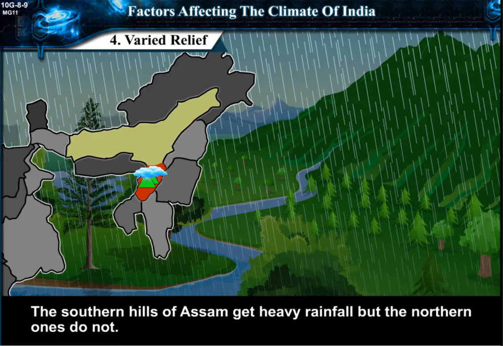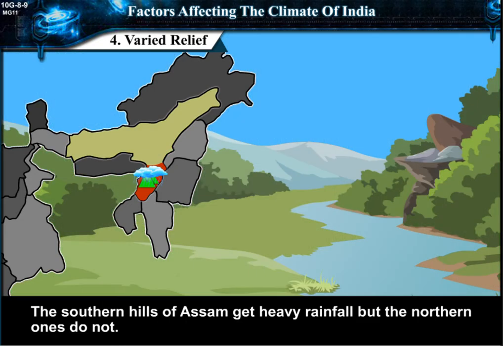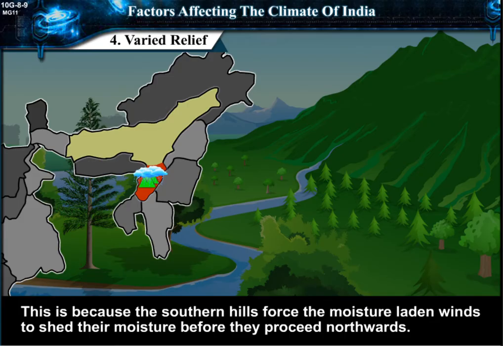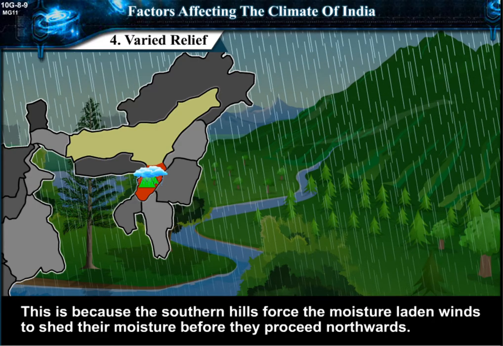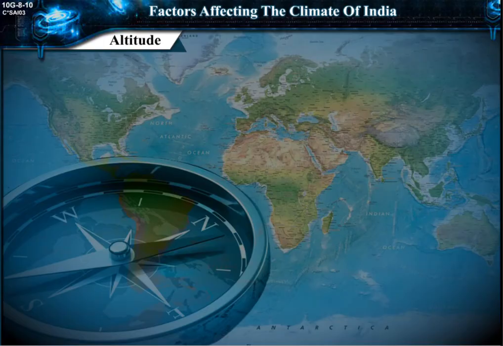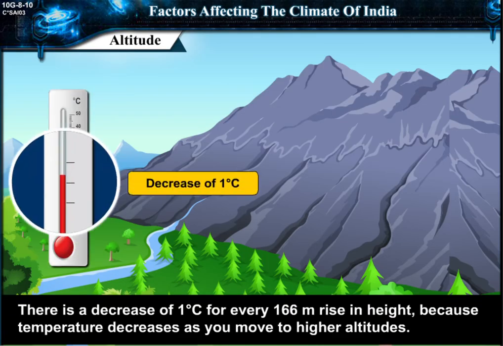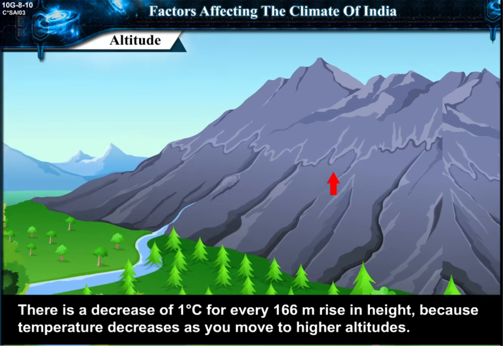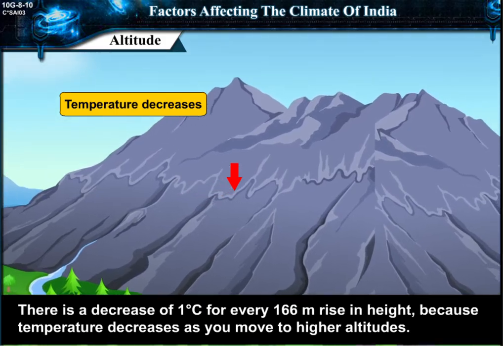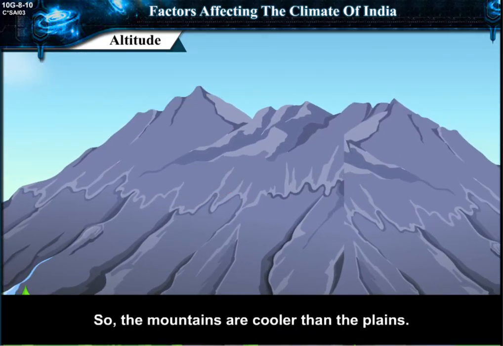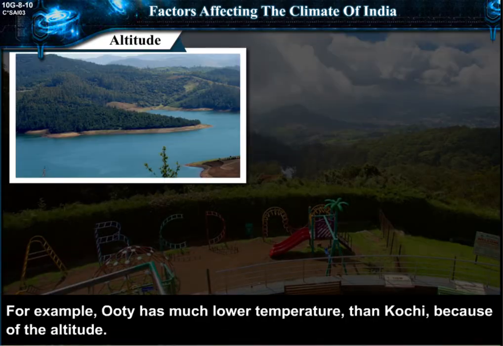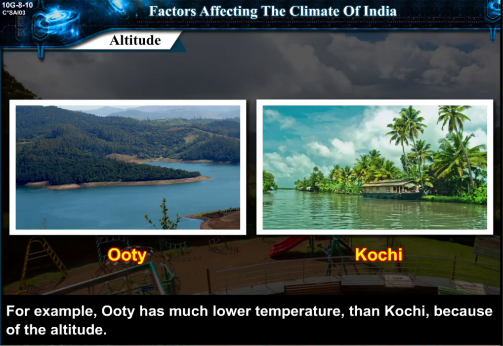The southern hills of Assam get heavy rainfall, but the northern ones do not. This is because the southern hills force the moisture-laden winds to shed their moisture before they proceed northwards. 5. Altitude. There is a decrease of 1 degree Celsius for every 166-meter rise in height because temperature decreases as you move to higher altitudes. So, the mountains are cooler than the plains. For example, Ooty has much lower temperature than Kochi because of the altitude.